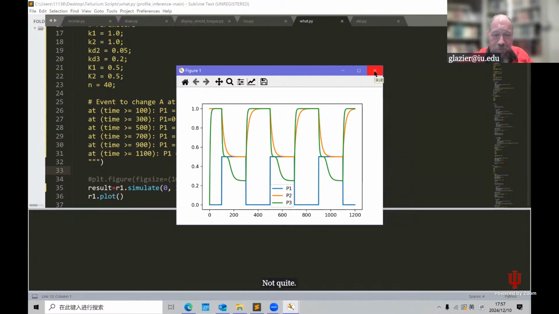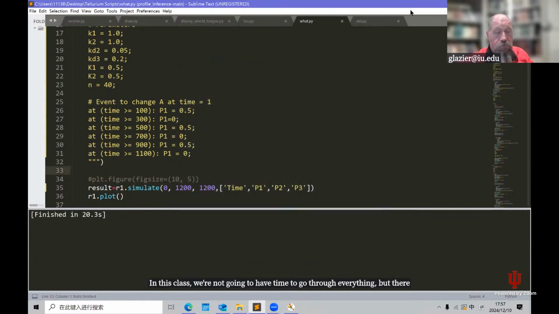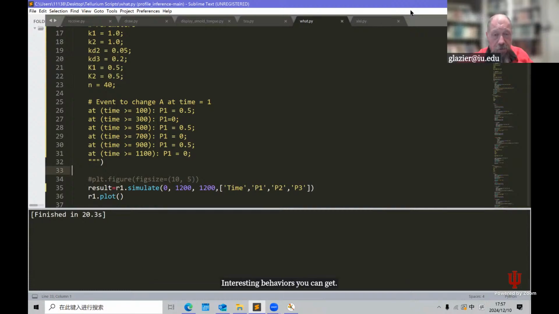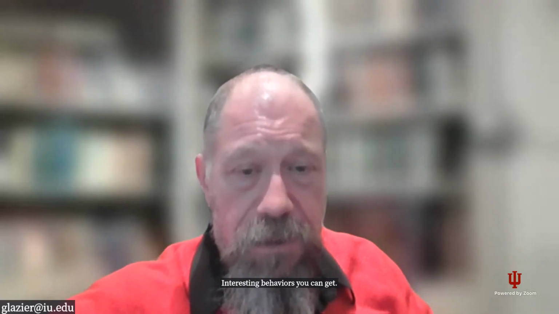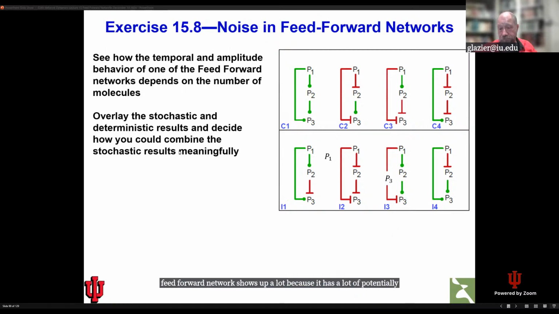Okay. So there again, in this class we're not going to have time to go through everything, but there are really quite a few interesting behaviors you can get with a relatively simple circuit. And so I guess the moral here is that perhaps this kind of feed forward network shows up a lot because it has a lot of potentially different functions.